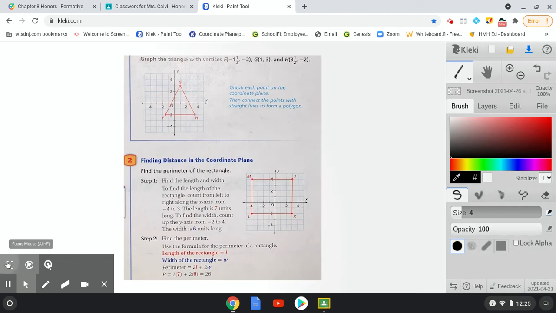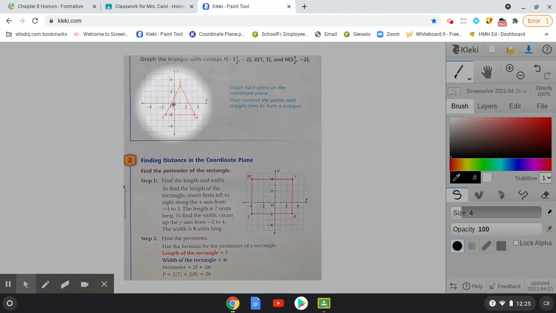So if you look closely, and it's kind of tiny, this coordinate plane goes by whole numbers. So in order to go to -1.5, we're going to go left to -1, and -1.5 will come right in between -1 and -2. So we're going to stop halfway between -1 and -2, and then we're going to go down to -2. So if you notice, the point is plotted right in the middle here, okay? And that was point F.